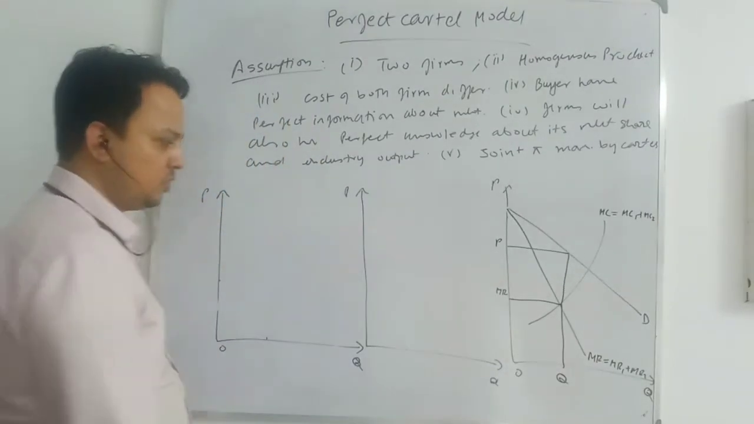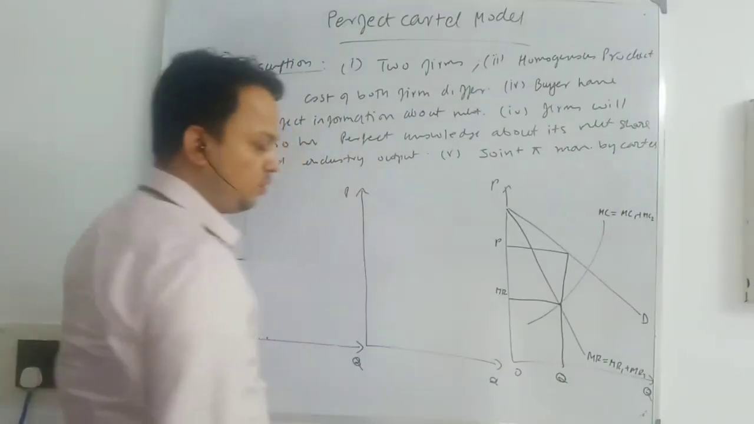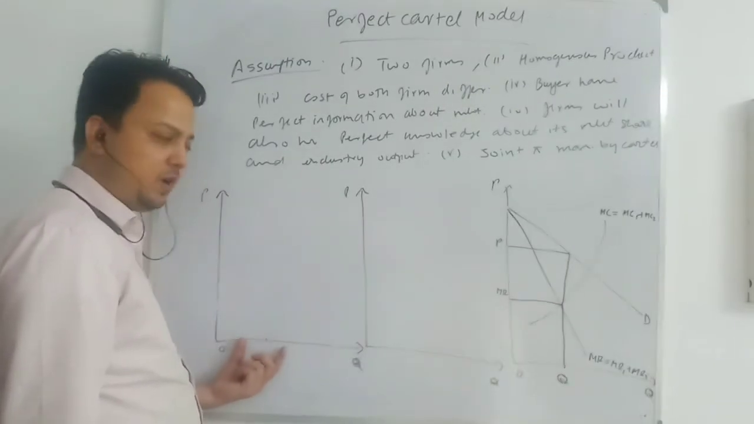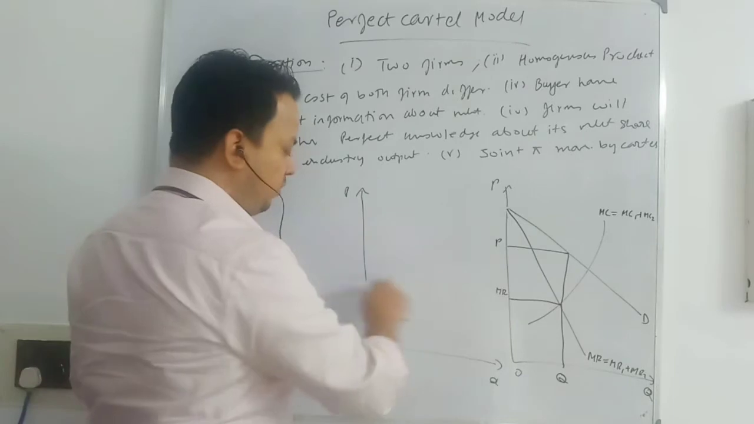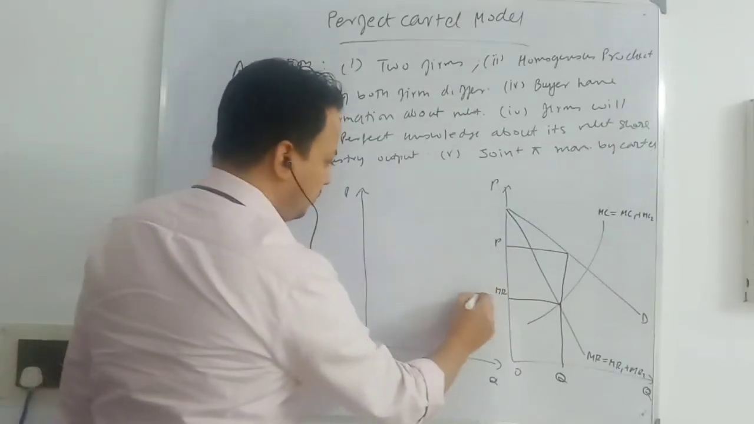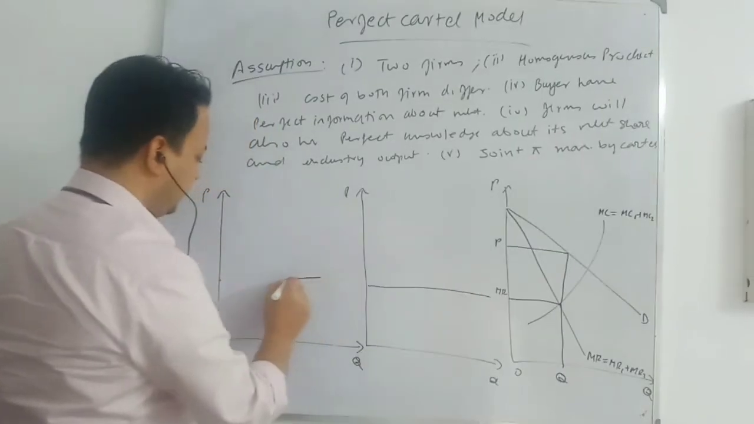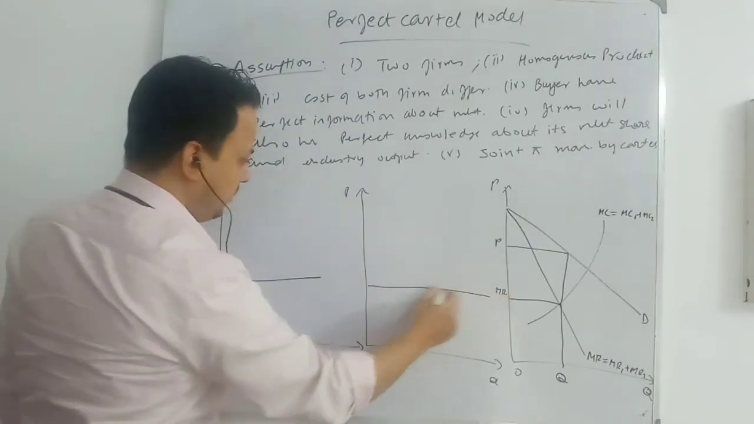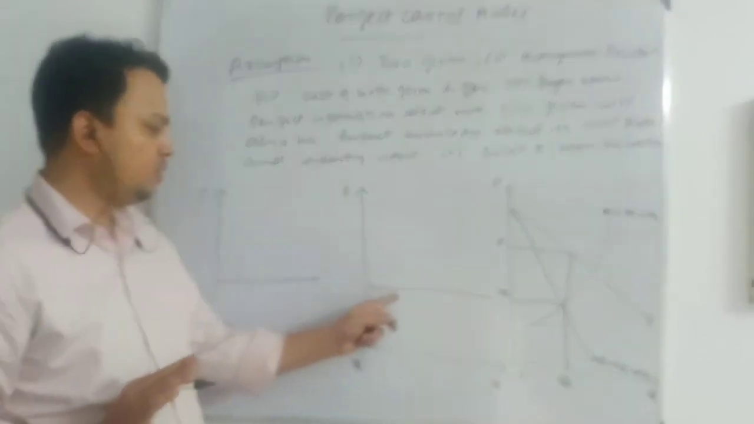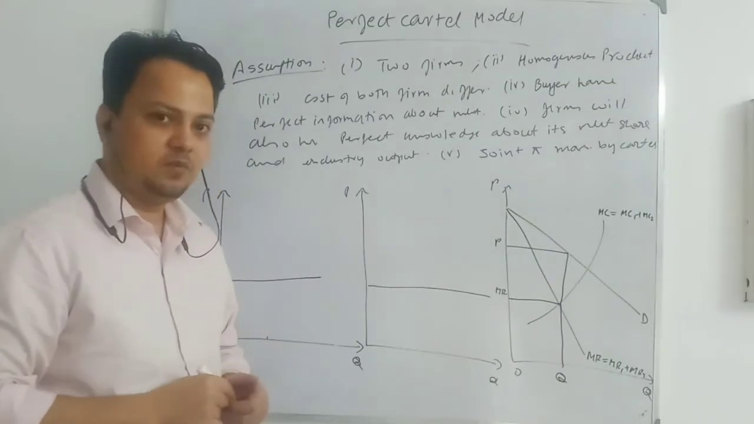So part of this OQ output is produced by firm 1. For whatever output level produced by firm 1, marginal revenue remains the same. If you remember what I have done here, I can draw a horizontal marginal revenue curve, similar to here. This is the reason why we are able to draw this horizontal marginal revenue curve.